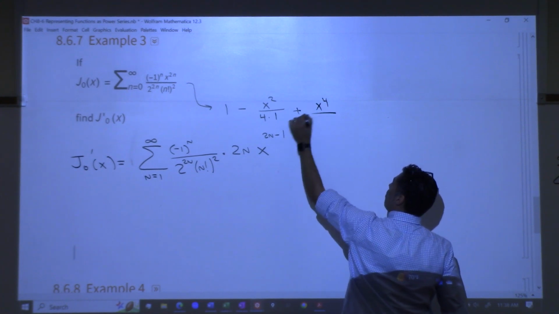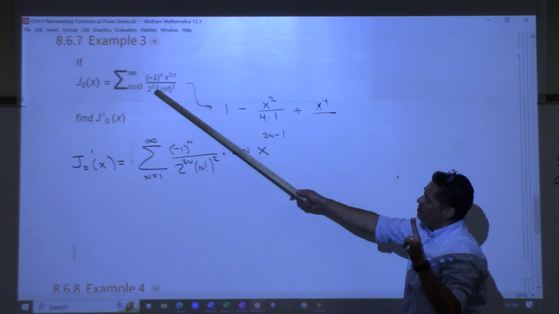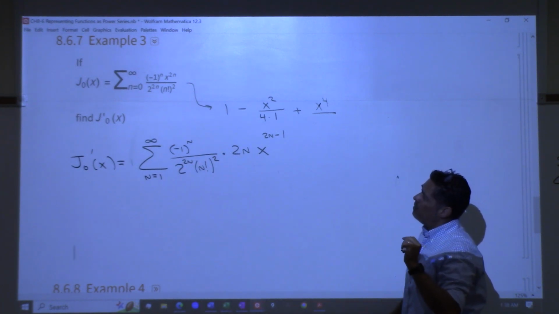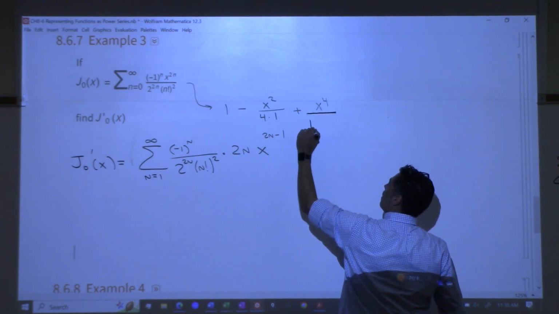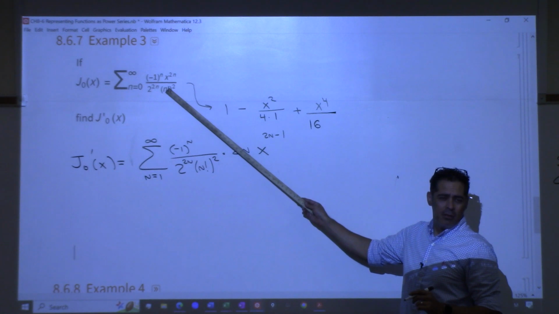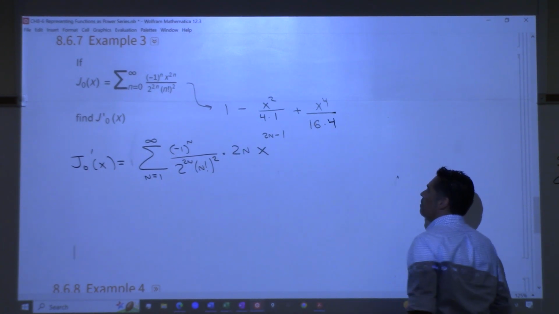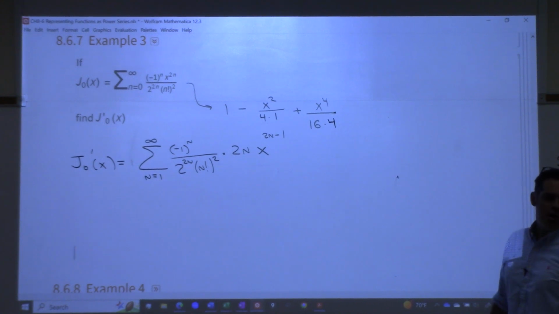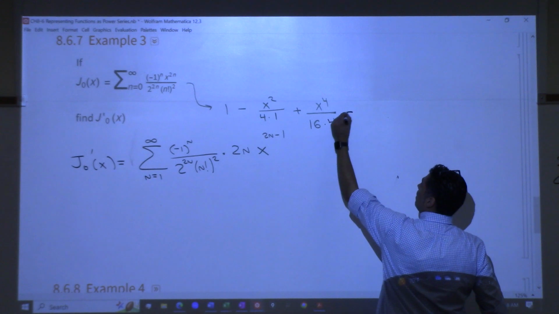4 over, it's going to start getting messy quick. n is 2, right? So 2 to the 4th power? 16. And then 2 factorial. 2 squared, 4. Let's do one more. Would it be plus or minus? Minus.